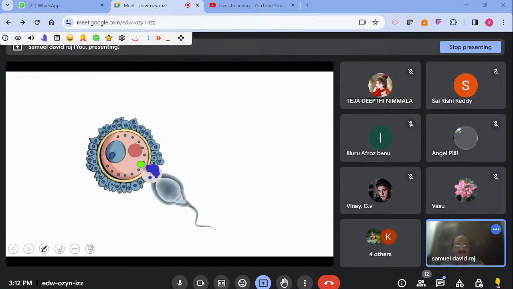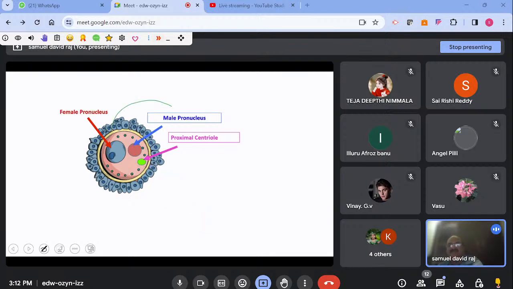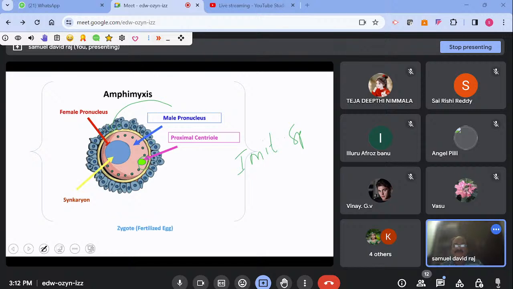Further, it releases two things. One is the male pronucleus, and also the proximal centriole. Remember that. The male pronucleus fertilizes the female pronucleus, and the proximal centriole is responsible for the formation of the first mitotic spindle. So, a zygote is formed by the process of amphimixis, where the female pronucleus combines with the male pronucleus, forming a synkaryon, or zygotic, or diploid nucleus.